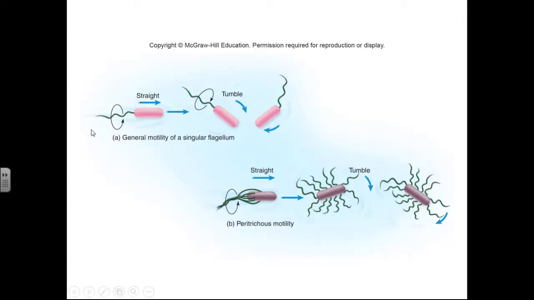So it looks like this. We have the cell moving around in a straight line. It's a run, and then all of a sudden the flagella switches direction, and the cell tumbles around and reorients itself. If we have a peritrichous bacterium, the flagella will group together and preferentially spin in the same direction. And then for the tumble, all the flagella start spinning all over the place, and then the process repeats itself.